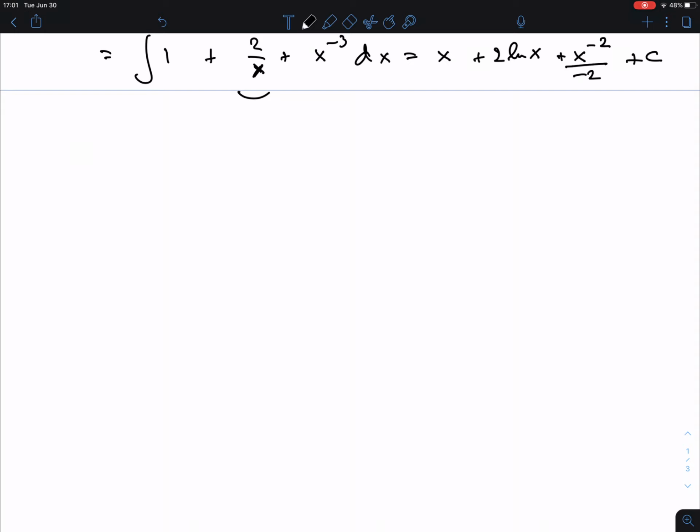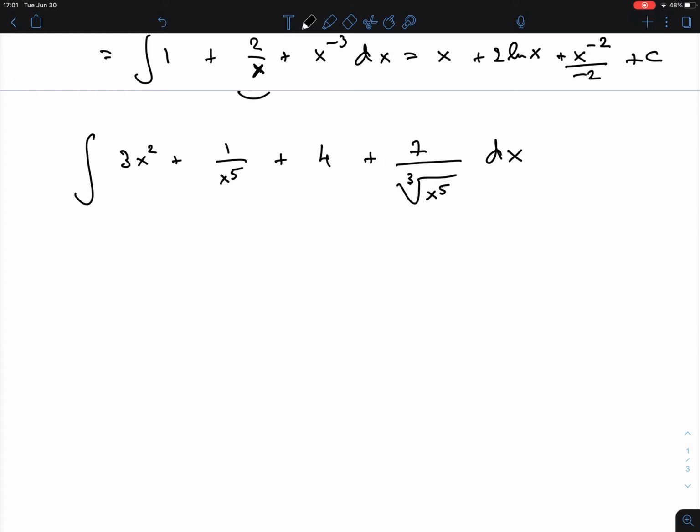That was the last one. 3x squared plus 1 to the power x to the 5th plus 4 plus 7 to the power x to the 5th dx. Looks bad, but it is really not.